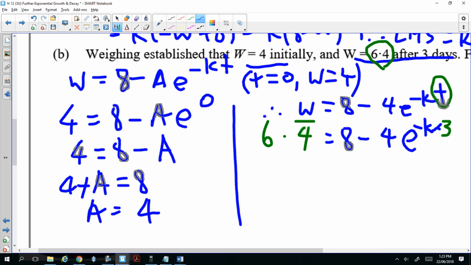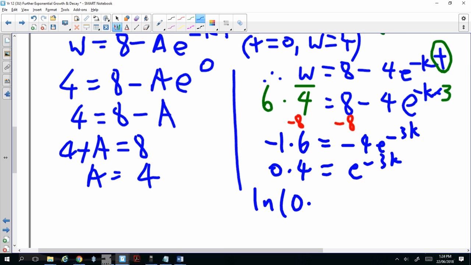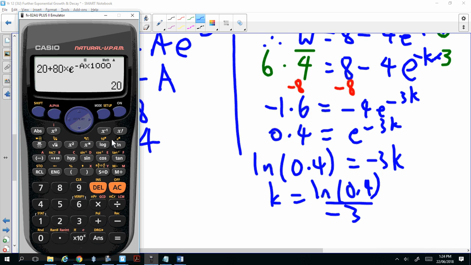That will be negative 1.6, and then divide by negative 4, so you get 0.4 equal to e to the power negative 3k, and then ln both sides. ln 0.4 equal to negative 3k, therefore k equals ln 0.4 over negative 3, and then use your calculator. So you do ln 0.4, close bracket, divide by negative 3, you get 0.3054 dot dot dot, which you can store on a calculator.